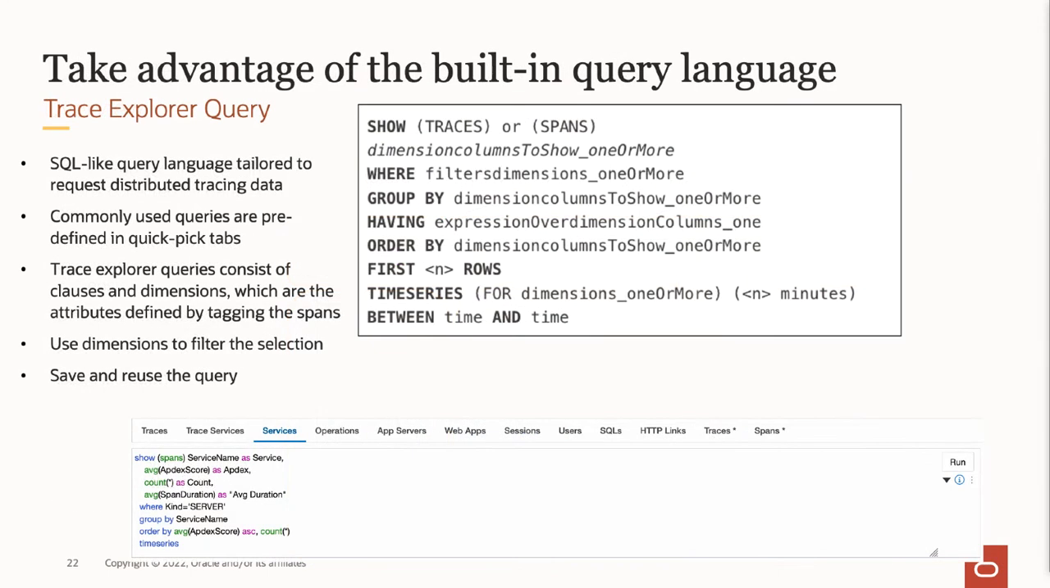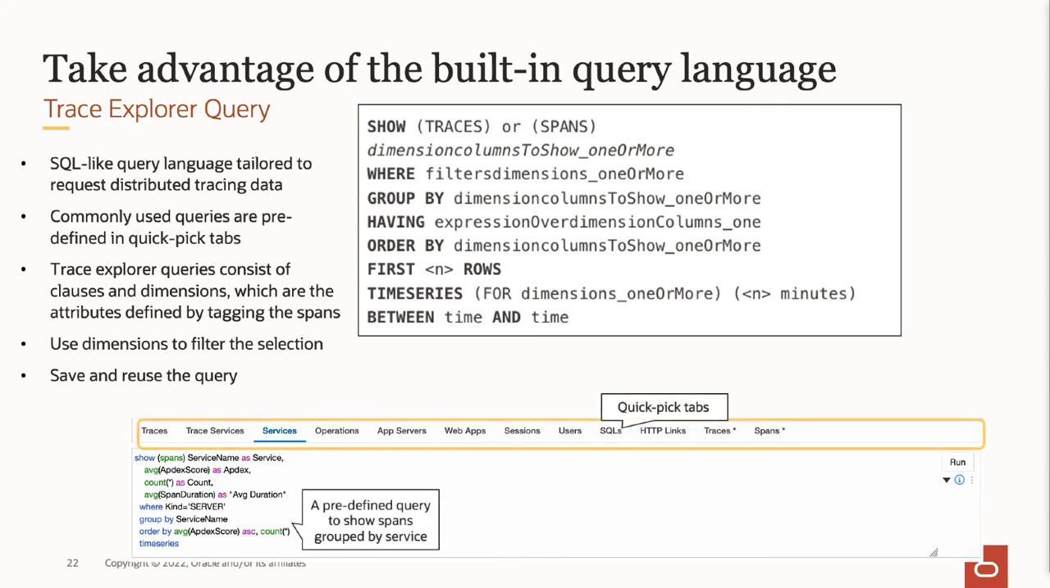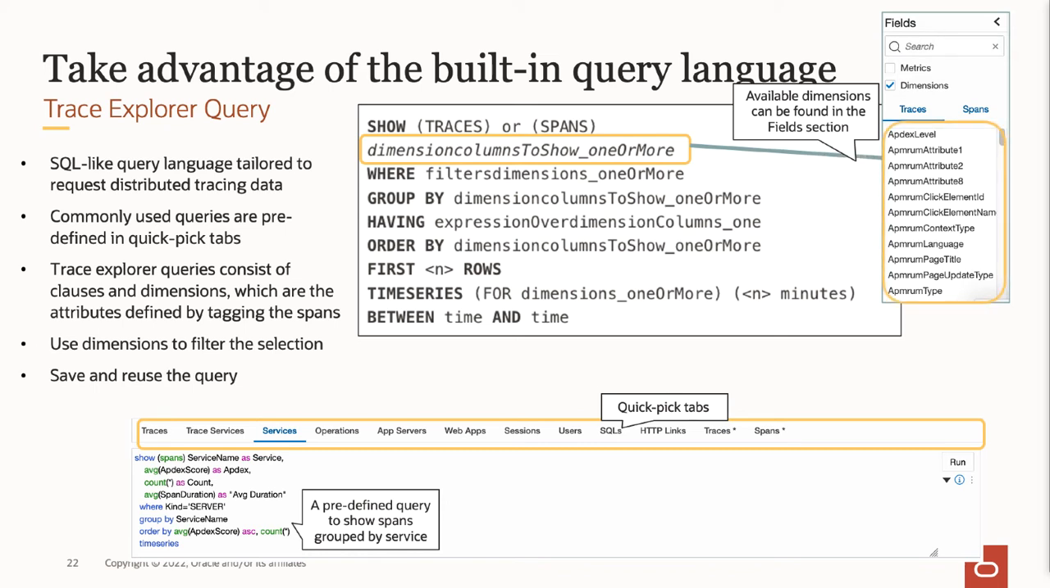To retrieve a set of data and load it onto the Trace Explorer screen, you will need to use a query. You can either use the predefined queries that you can access by selecting the Quick Pick tabs, or write your own query in the syntax shown on the screen. The queries in the Trace Explorer consist of clauses and dimensions, which are the attributes defined by tagging the spans. You can find the list of available dimensions in the field section on the Trace Explorer main page.